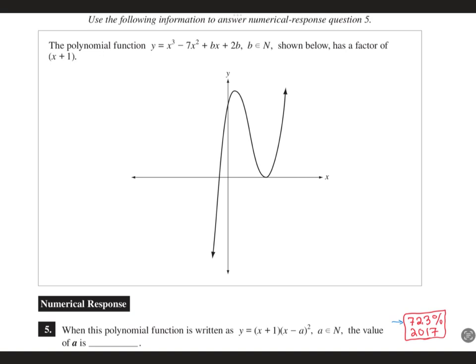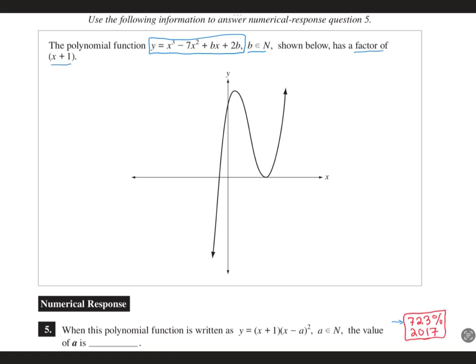So we are given a polynomial function. But as you notice, we're missing some things. This b parameter is in there. And then they tell you b is an element of the natural numbers, which means b is going to be 1, 2, 3, 4, 5, 6, something like that, right? Okay, it has a factor of x plus 1.